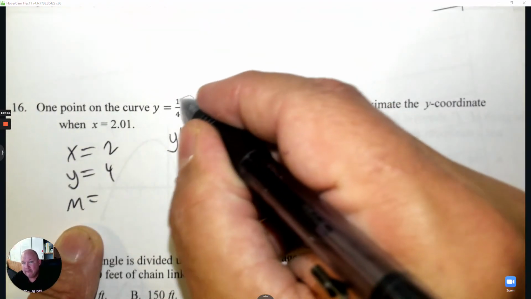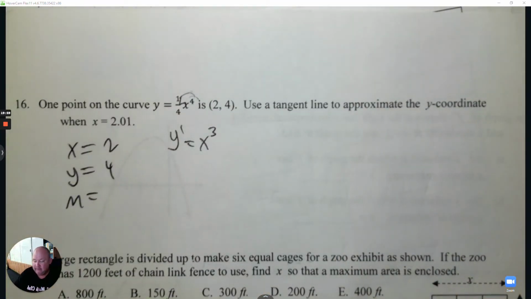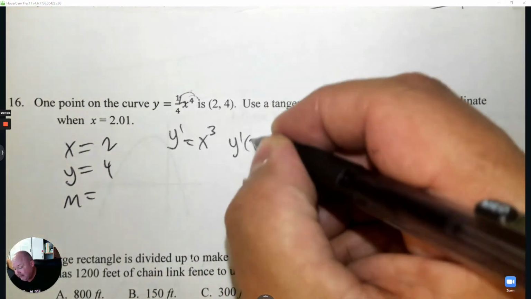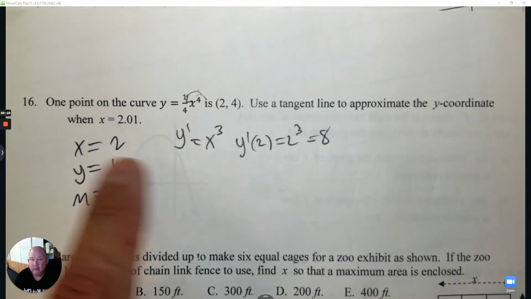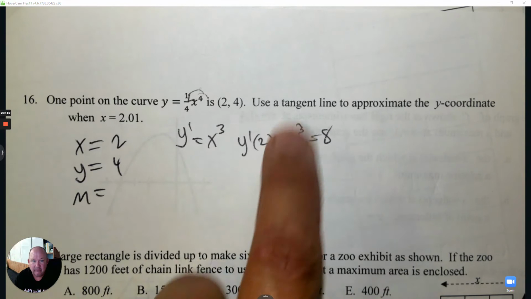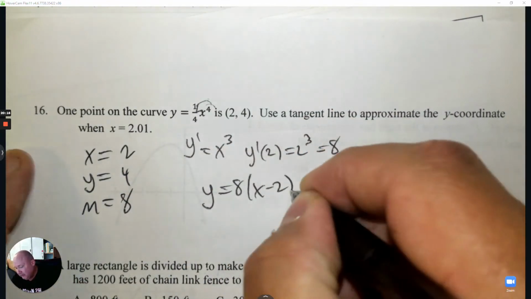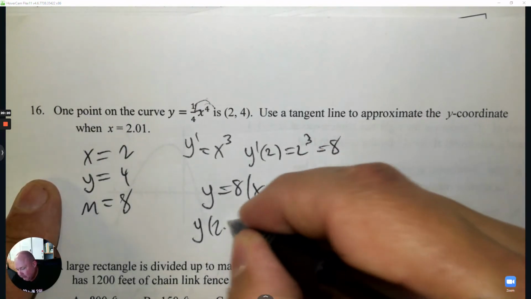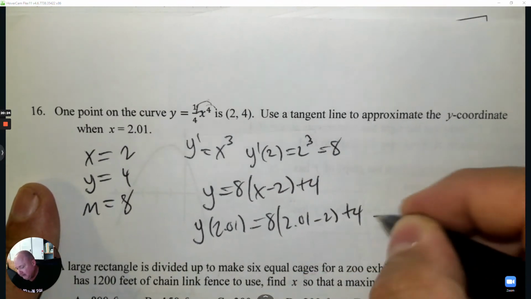So 4 times 1/4 is 1, and then subtract 1 from the exponent, and you get x cubed. Then you plug the x coordinate into the derivative to find the slope, and the slope is 8. So the tangent line is 8(x - 2) + 4. Then we plug in 2.01. Be careful of your decimals, and then you get the answer.